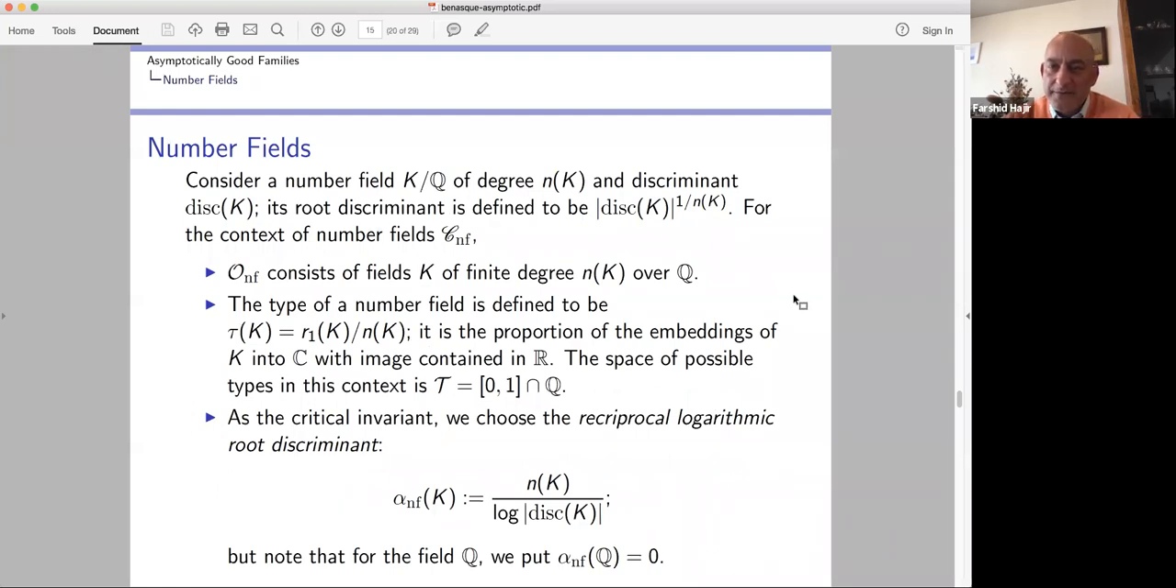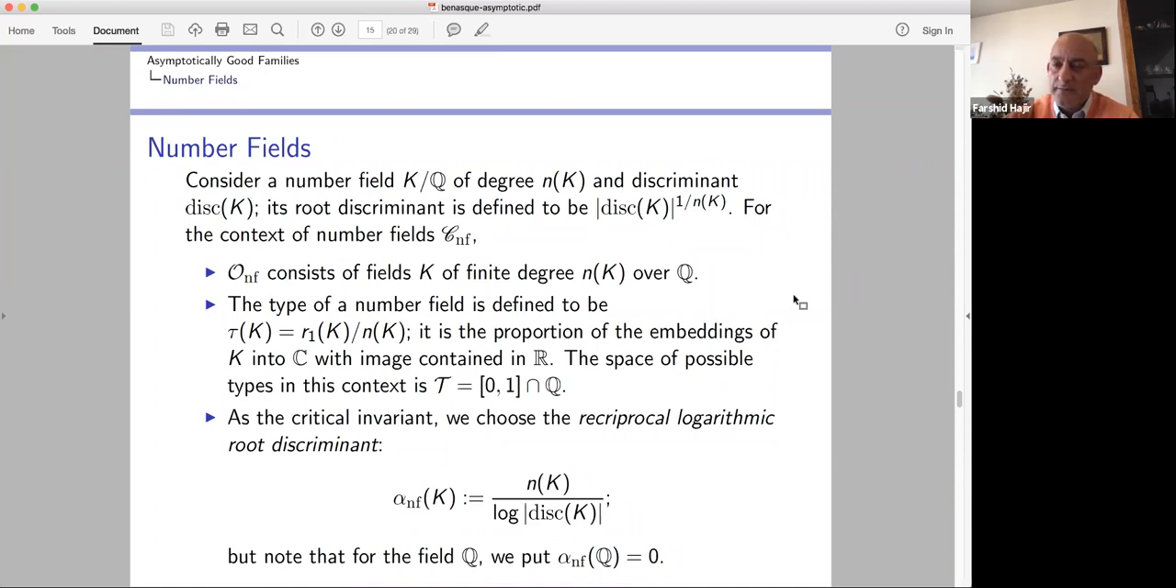So now let's go to number fields. Consider a number field of degree n and discriminant d. Then the absolute value of d to the 1 over n, the nth root of the discriminant, is called the root discriminant. The important thing to know is that the root discriminant remains constant in an unramified extension. Another way to think about it is that 1/2 the log of the discriminant acts like the genus for a curve. That's a pretty good analogy.